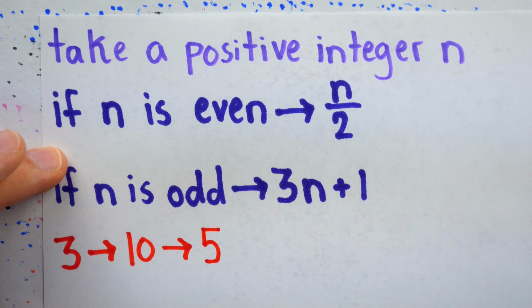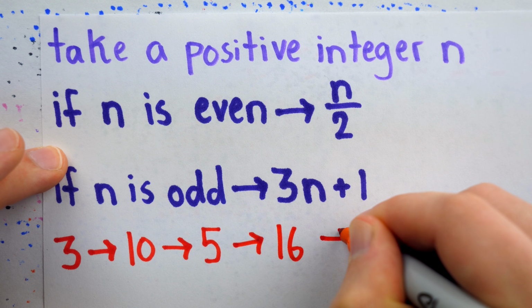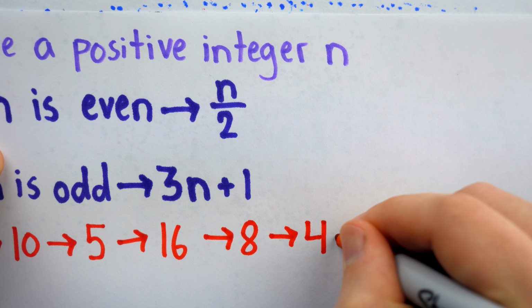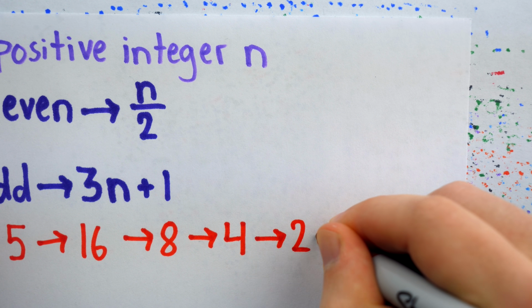n over 2 is 5. Now my number is 5. 5 is odd, so multiply by 3 and add 1. Now my number is 16. That's even, so cut it in half, and keep cutting it in half as long as it stays even.